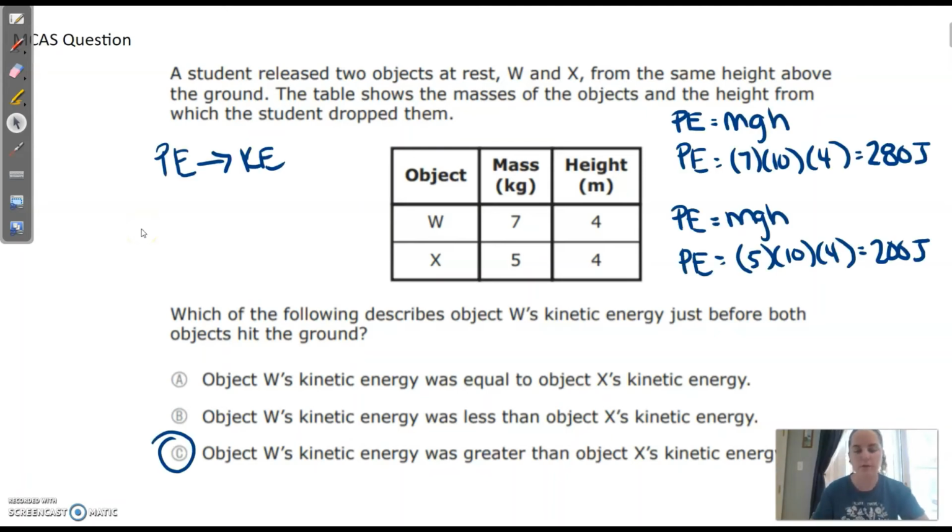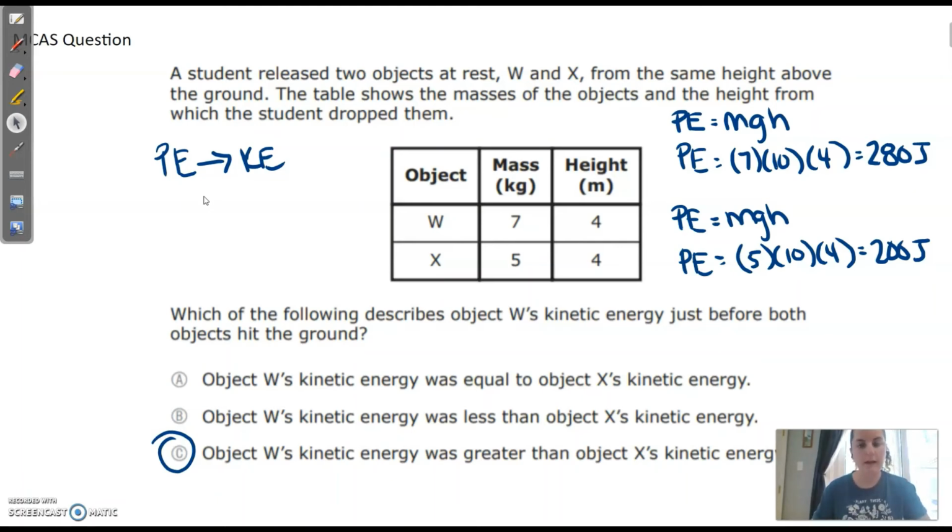All right, so from the conservation of energy, energy can neither be created nor destroyed. And so because we're given the mass and the height, what we want to do is solve for the potential energy for W and for X. And so we have the mass of 7 kilograms, the height of 4 meters for W, and so we can multiply that by g, our constant, and we'll get 280 joules. And so what we know is all of that potential energy is going to transfer into kinetic energy once that object is dropped. And so the energy just before it hits the ground is going to be 280 joules.